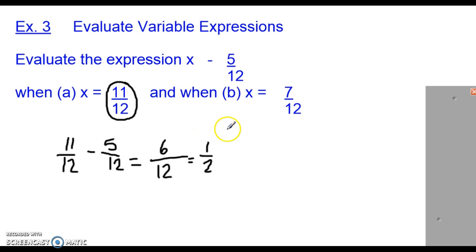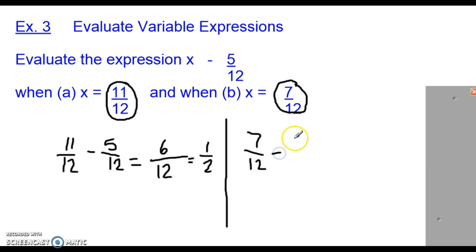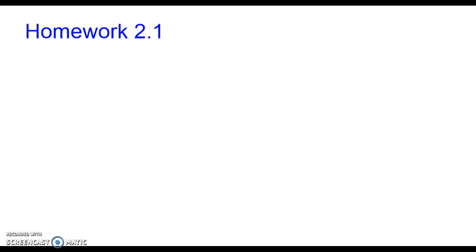And then it says, I need to evaluate this expression when x equals 7/12. So I'm going to plug 7/12 into my x. And when I do 7 minus 5, I get 2 over 12. And then I can simplify by dividing the top and the bottom by 2, which would give me 1/6. So that is how you evaluate an expression. And that is it for lesson 2.1.